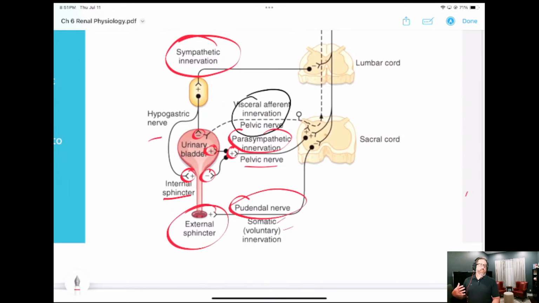That's something that you can voluntarily, with your mind, control to prevent yourself from urinating on yourself. When you go to the bathroom, you relax that sphincter mentally. You just tell yourself to do it, and you go to the bathroom. So that's how we control micturition.